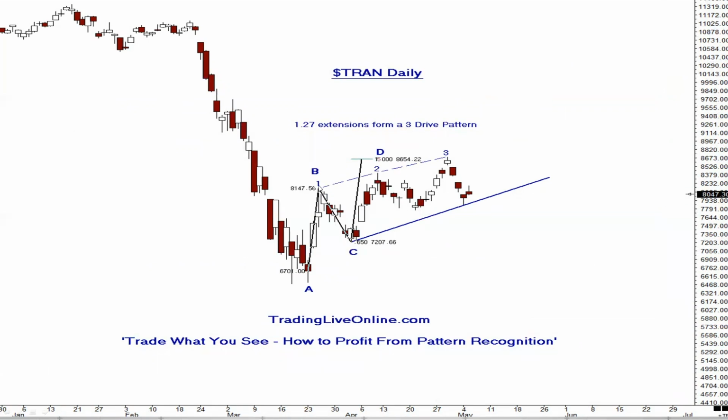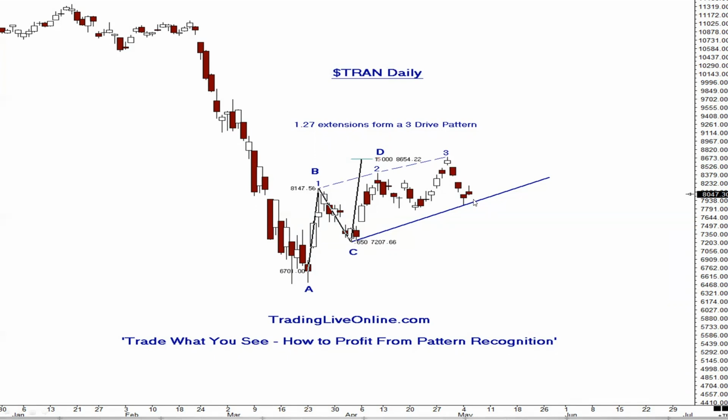These extensions from the 0.1 down up to the 0.2 is a 1.27 extension, and from 0.2 down to this low and back up is also a 1.27 extension. And these trend lines here are showing us that we're in a sort of a parallel channel right now. There are many stocks related to the transportation index that are doing these same types of patterns.